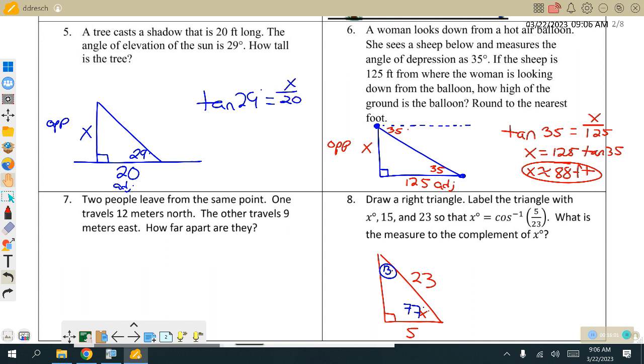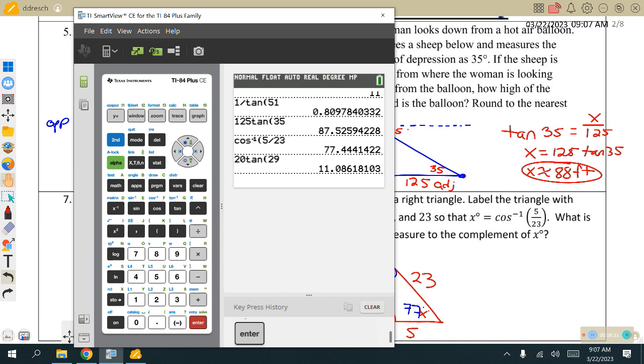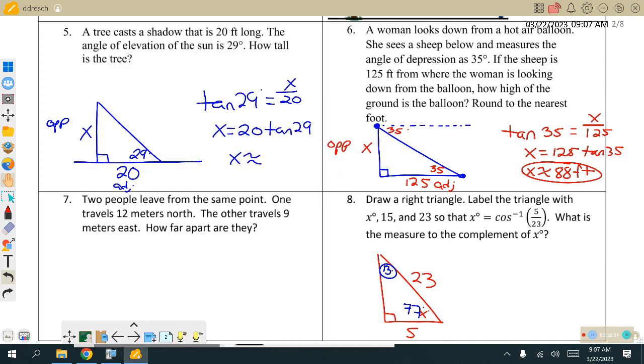X over 20. All right. Now again, we expect you should be able to look at this. You got one of three ways to type this in. It's going to be written as multiplication, division, or the inverse. You should be able to look at that and realize this can be written as multiplication. 20 times the tangent of 29. Go to your calculator. Doesn't say anything about rounding. It's a side length. So we write that to the nearest tenth. So this is about 11.1 feet tall.